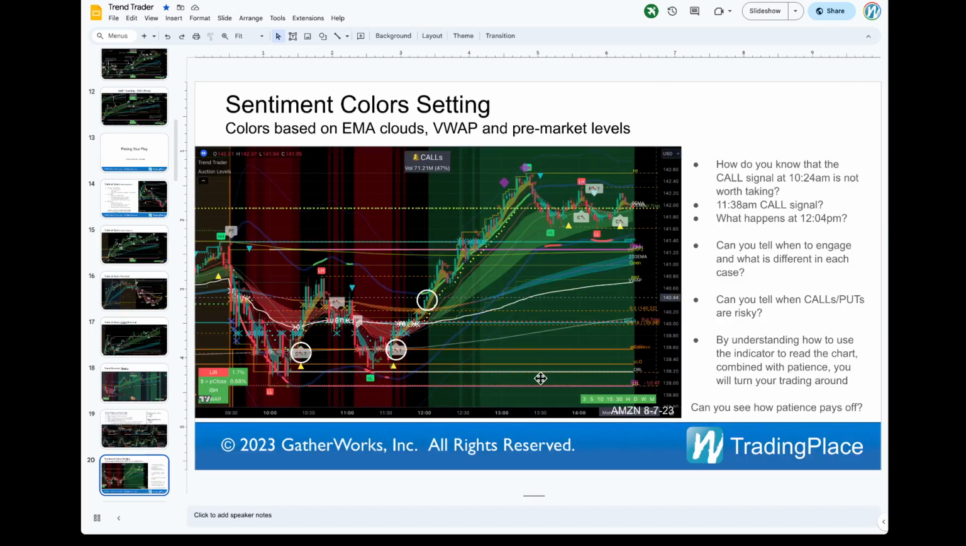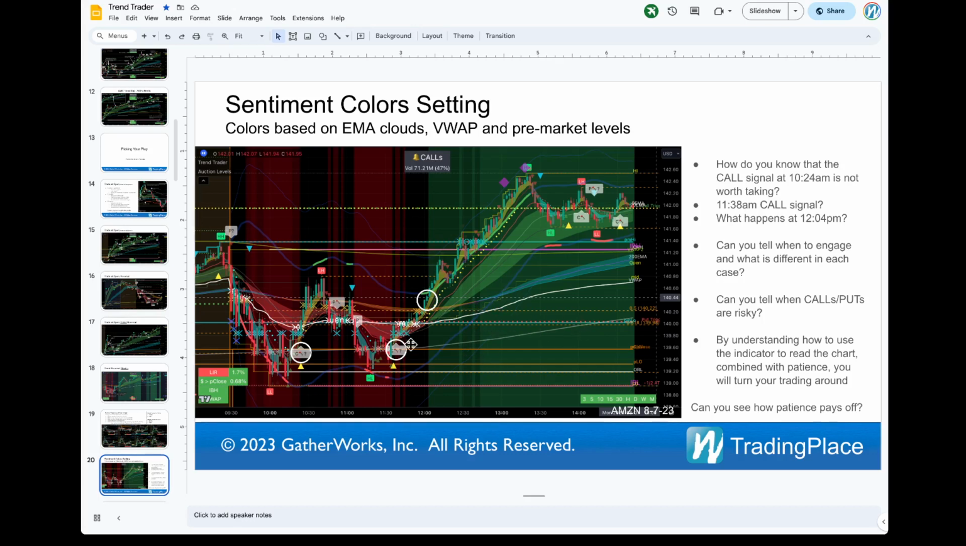So these are the sentiment colors. They're on by default now. The brighter they are, the stronger they are. Basically, this will help you to very quickly establish what you want to do. It's based on the EMA clouds: am I above it? Which one's the VWAP? And if it's black, then obviously it's in a transition.